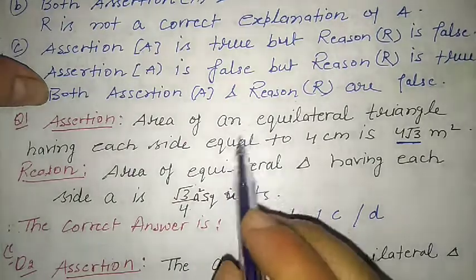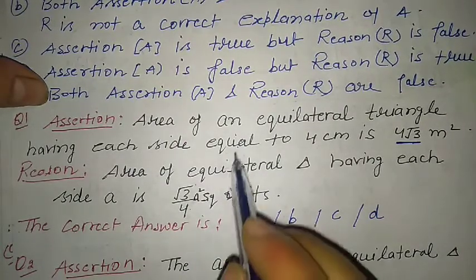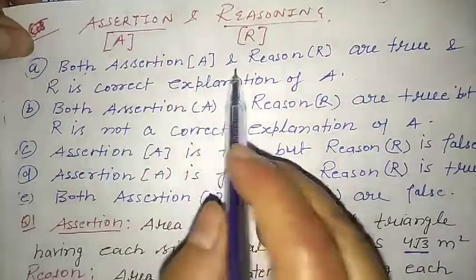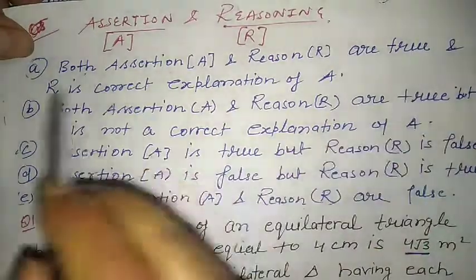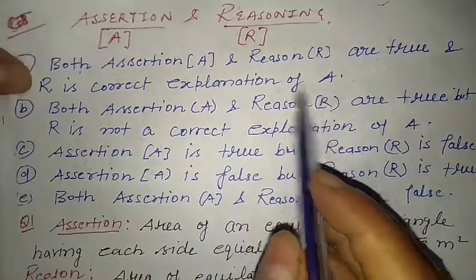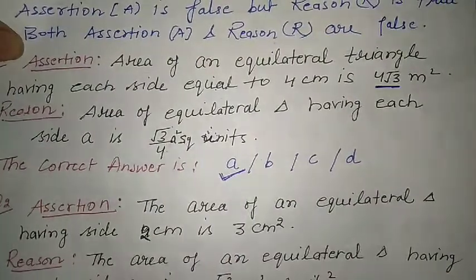So what does it mean? Both are true and the reason is the correct explanation of A. So our A part is correct. Both assertion and reason are true and R is the correct explanation of A. So this is given here. This is the first option that is correct.